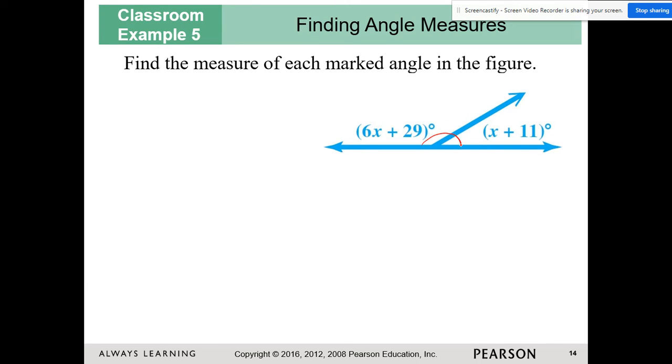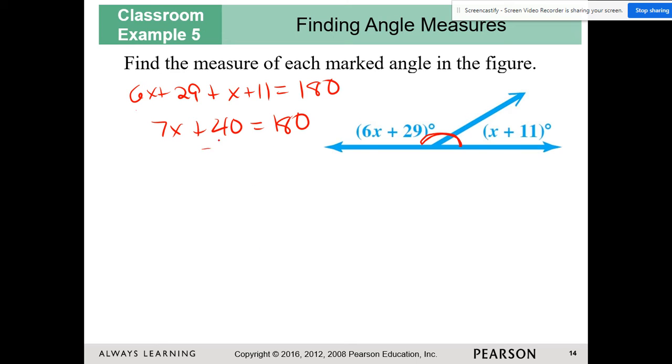All right. So here we have a pair of angles that are supplementary. They're going to add up to 180 degrees. So if I take this one, 6x plus 29, and add my other one, x plus 11, I know I have to get 180 degrees. So I am going to combine like terms. Let's see, 7x plus 40 is equal to 180. Subtract my 40. 7x is equal to 140, and divide by 7.